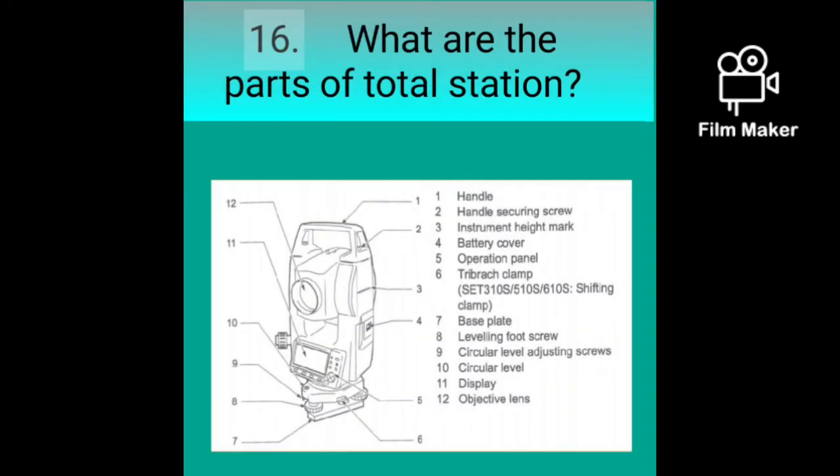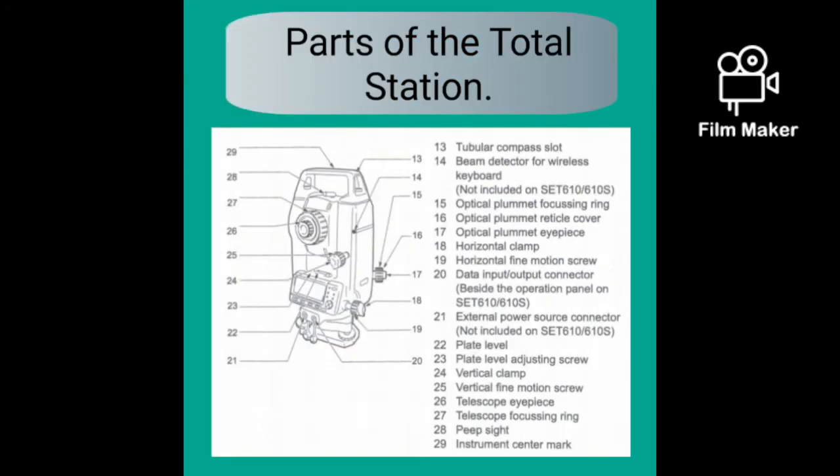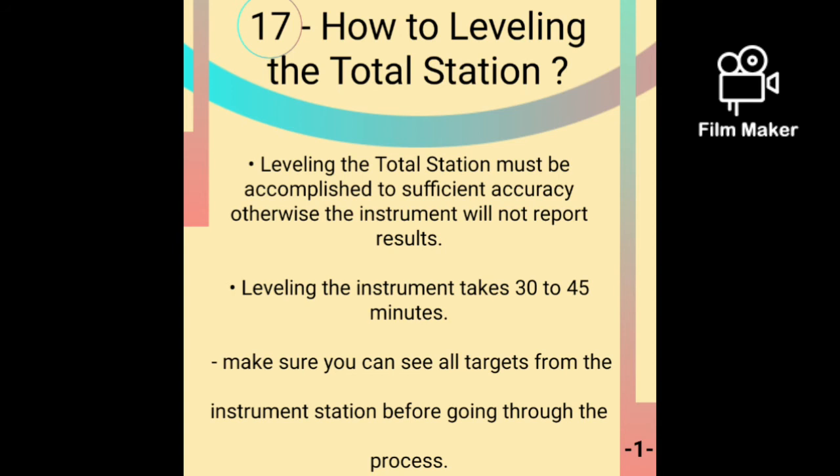16. What are the parts of a total station? Look to the picture. 17. How to level the total station? Leveling the total station must be accomplished to sufficient accuracy, otherwise the instrument will not report results. Leveling the instrument takes 30 to 45 minutes. Make sure you can see all targets from the instrument station before going through the process.